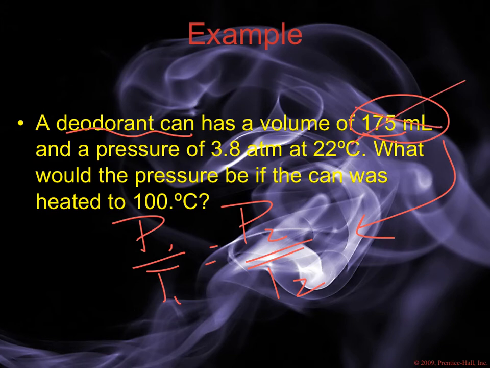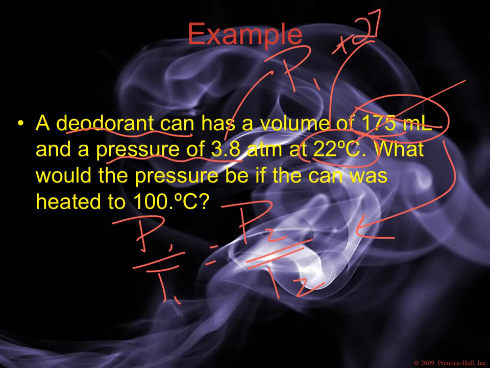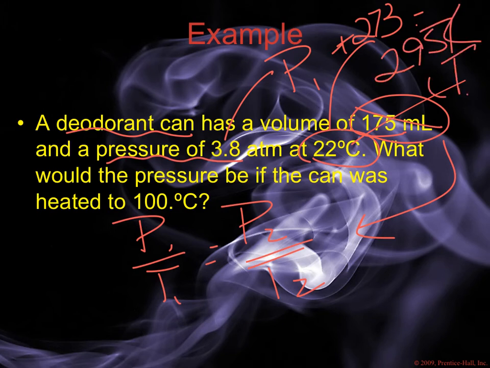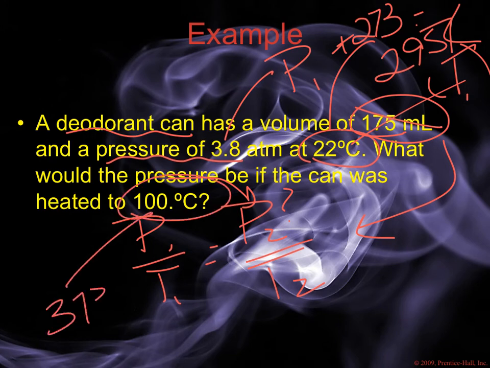All right, so the original pressure is 3.8 atmospheres, and so we'll call that P1. And the original temperature is 22 degrees, which I'm going to call T1. I'm going to right now convert it to Kelvin. So 22 and 273 is 295 Kelvin. That is T1. What is the pressure? So they're asking us to solve for P2 if the can was heated to 100 degrees Celsius, which is 373 Kelvin.